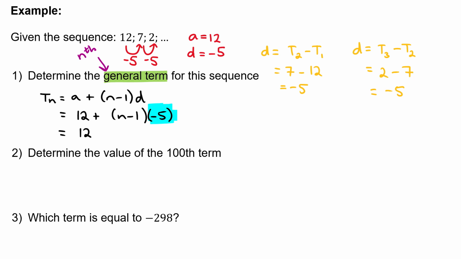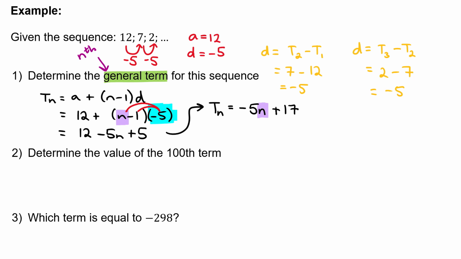Then we're going to get 12. That negative 5 goes to the n and the negative 1, so it's going to be minus 5n plus 5. We simplify it and group up the like terms, and we get minus 5n plus 17. And that is the general term of the sequence we're dealing with here. You never plug a value in for n in the general term, because we want it to have n in the actual answer itself.